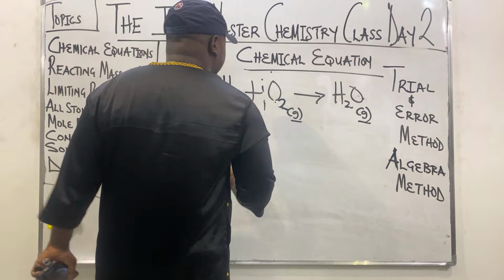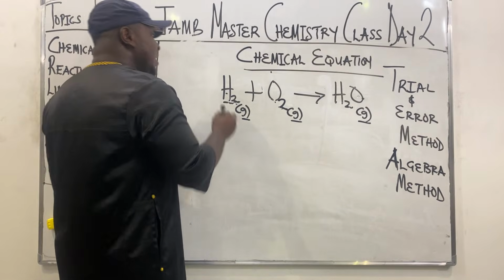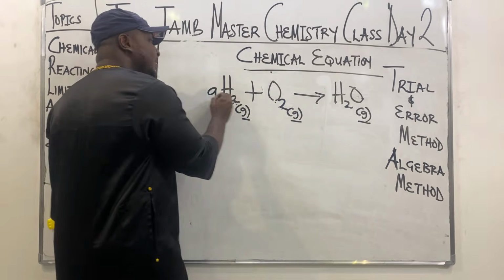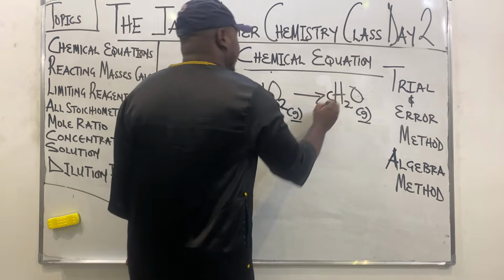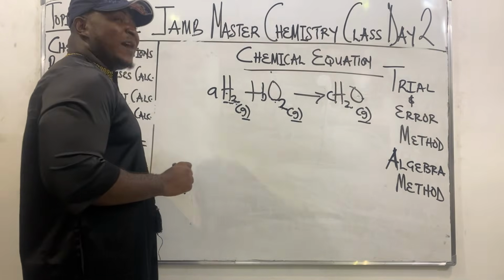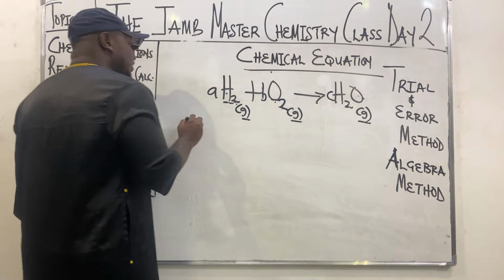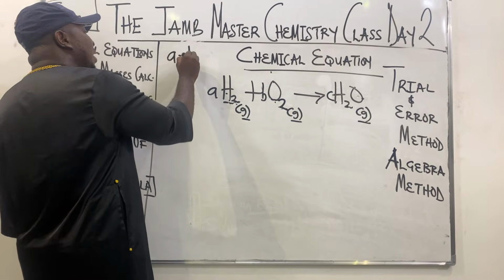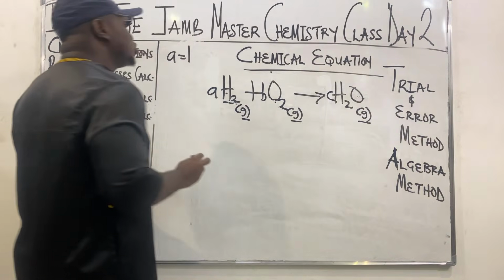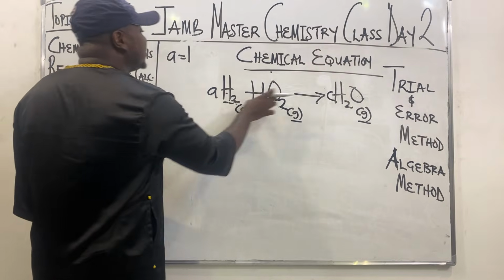Class, let's apply these steps. Step 1 says represent each component of the reaction with unknown letters A, B, C. Class, how many components does this reaction have? 1, 2, 3. So you put A, B, and C. We are just obeying step 1. Step 2 says let A be equal to 1. So A is 1. Step 3 now says we should form an equation for each atom of element in the reaction.